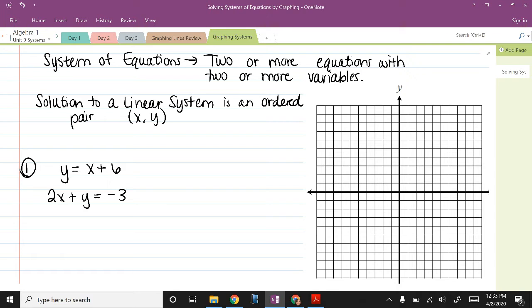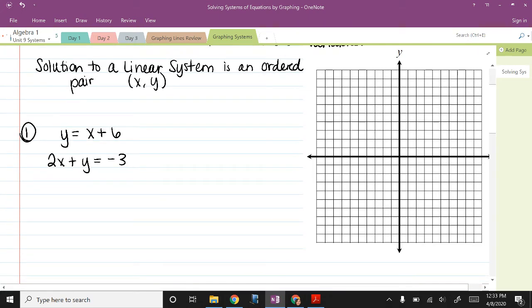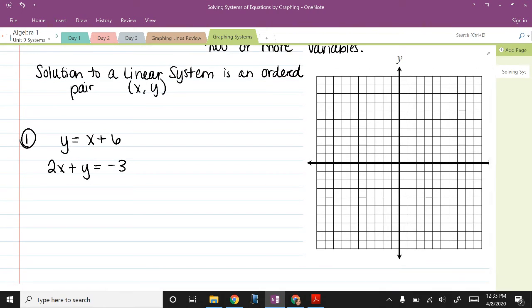And so number one, you see that I have two linear equations: y = x + 6 and 2x + y = -3. What we want to do is graph the equations one at a time. So I want to do everything for the first equation and get it graphed on my graph before I do anything to the second equation. I'm looking at that first equation, y = x + 6, and we notice that it is in slope-intercept form.